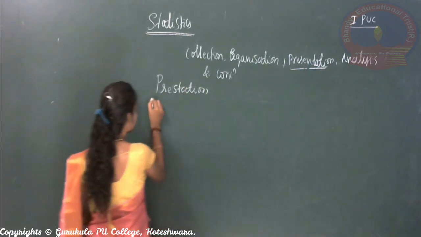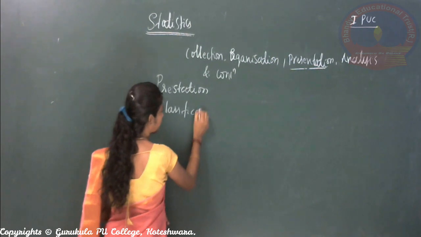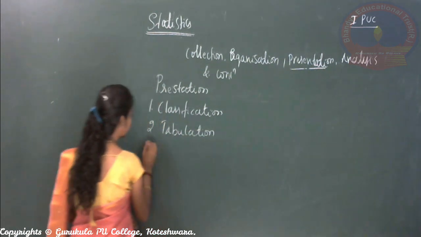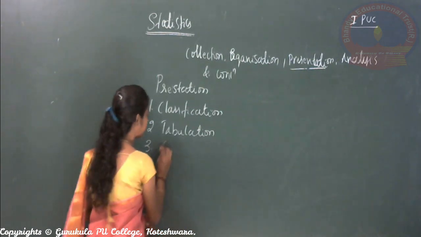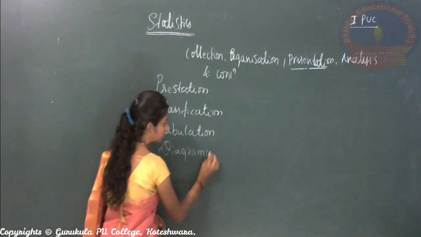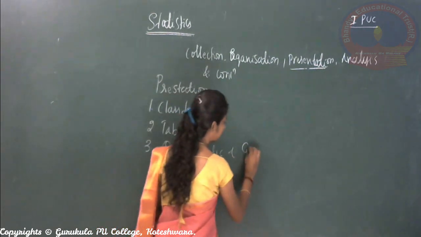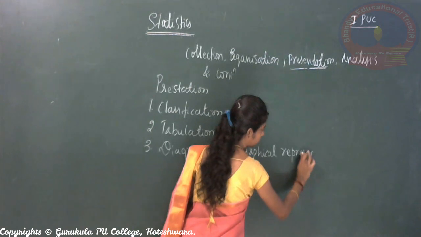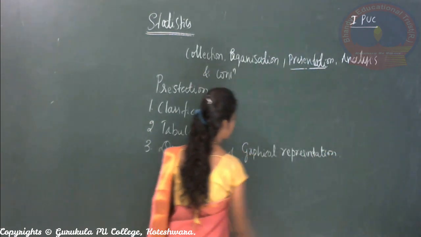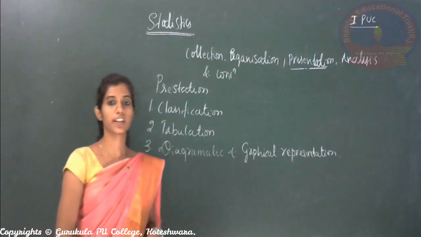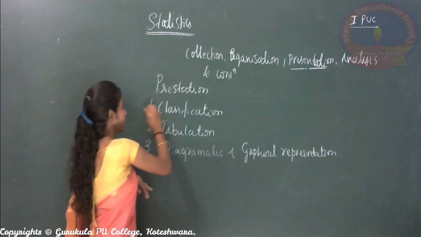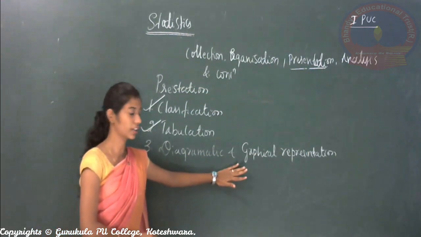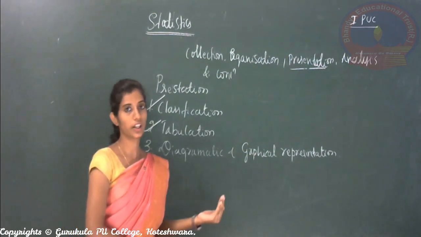Presentation: one is classification, second one is tabulation, and third one is diagrammatic and graphical representation. So, in today's class, let me talk about these two concepts, classification and tabulation. The third concept, diagrammatic and graphical representation, as a separate chapter, you are going to study in the coming days.